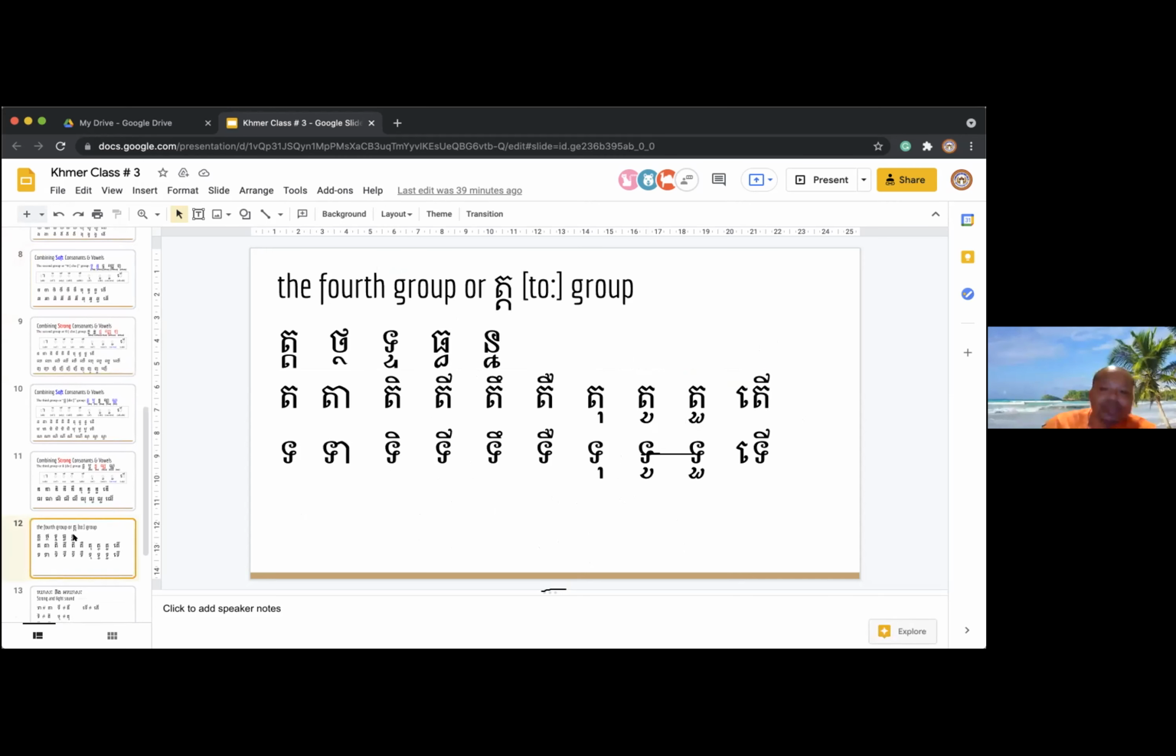Okay, here. That is the new consonant we learned today. The to group, okay. We learned already three groups. Co, co, co, co, ngo, cho, cho, cho, cho, nhô, do, tho, do, tho, no. Now we come to to, see. Today only these five letters, not much.